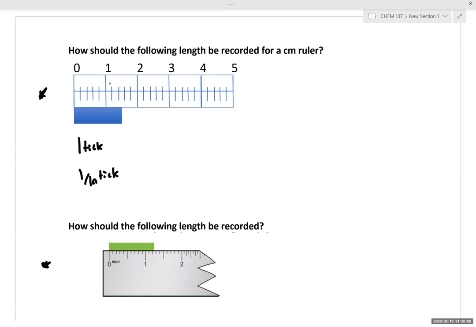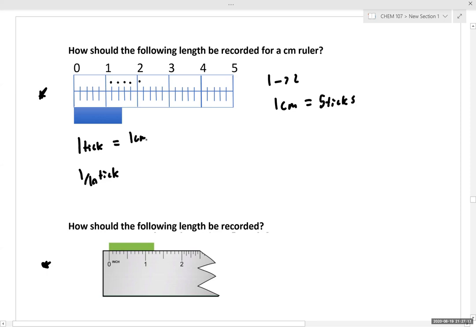Okay, so let's look at this first example. So to go from 1 to 2, to traverse 1 centimeter, it takes us a total of 5 ticks. Ergo, 1 tick is equal to 1 centimeter over 5, or 0.2 centimeters. 1/10 of a tick in turn is 0.2 over 10, which is 0.02 centimeters.